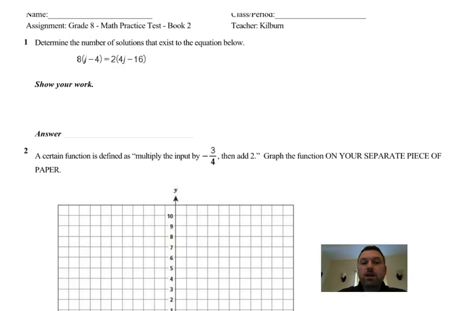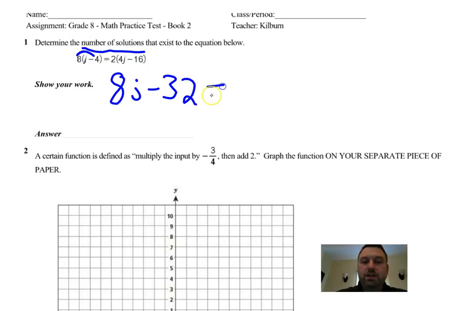For the first question, it says determine the number of solutions that exist to the equation below. When you look at that, it should trigger something in you: I could have one solution, no solution, or infinitely many. So start solving it. You know to start by distributing. When you distribute, you get 8j minus 32 equals 8j minus 32. Well, wait a minute.